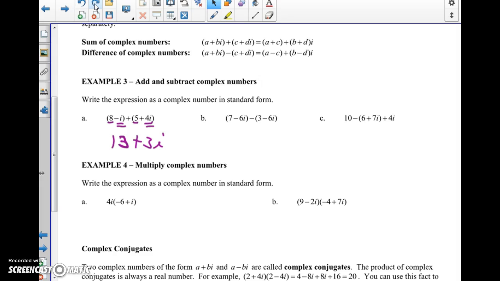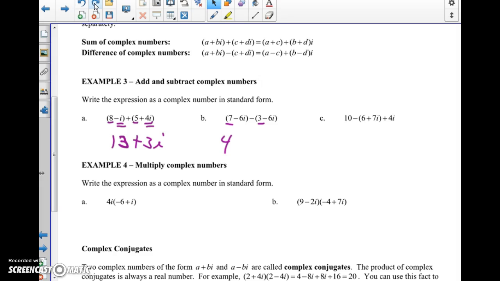Okay, look at the next one. How much is 7 minus 3? 4. Okay, how much is negative 6i minus negative 6i? It's going to be 0, right? It's going to be negative 6i plus 6i. It's 0. The answer is just 4.